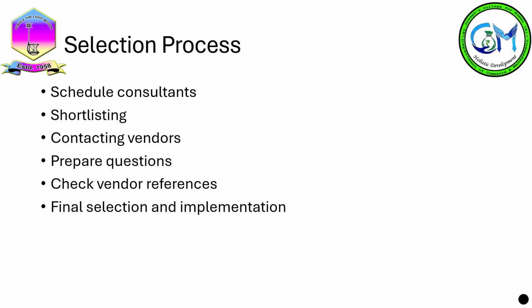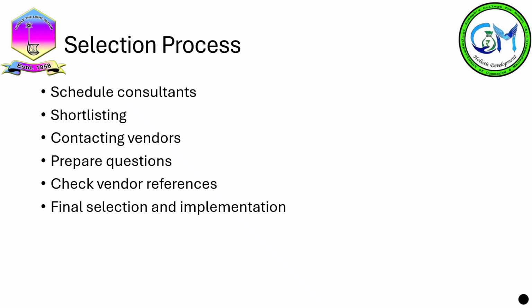The next step is shortlisting. Three to five ERP solutions are shortlisted that best meet business needs. Discovery calls help to eliminate the solutions which do not fit the business organization. The next step is contacting vendors. The shortlisted vendors are contacted for presentations and product demonstrations.